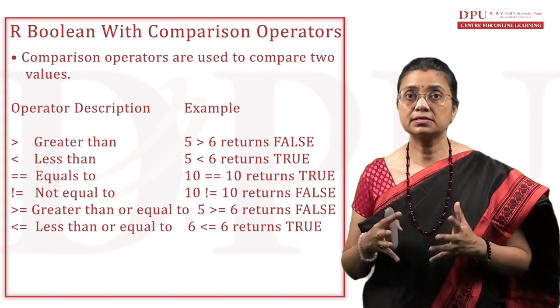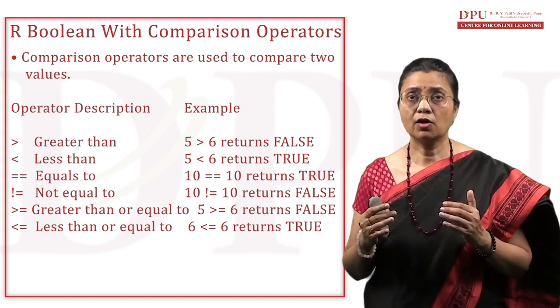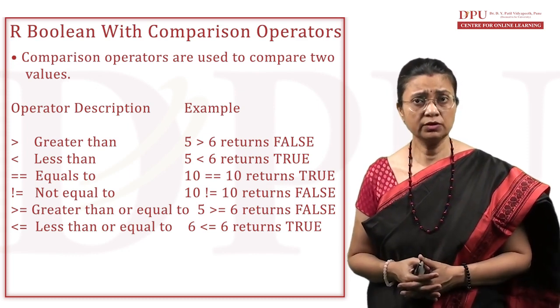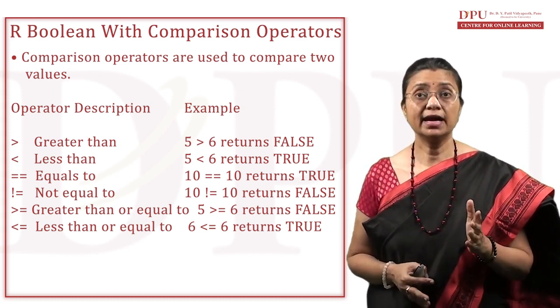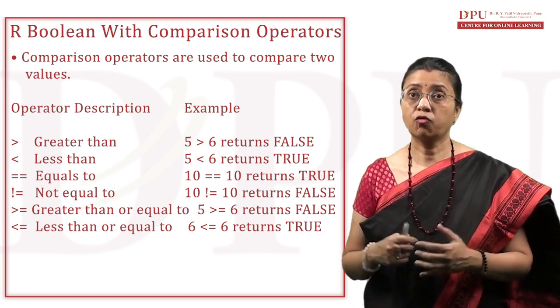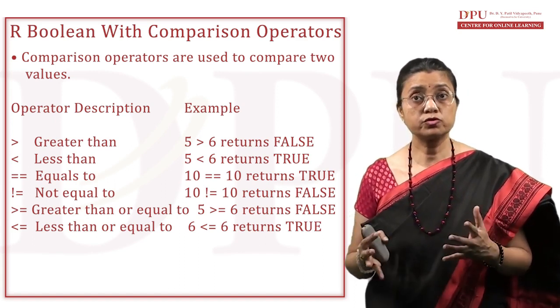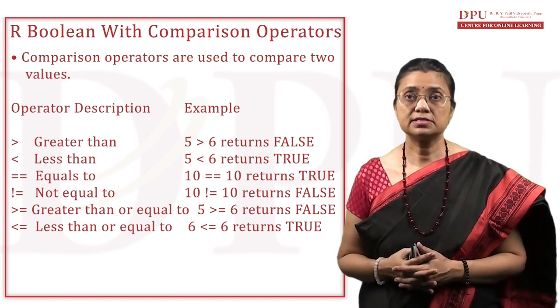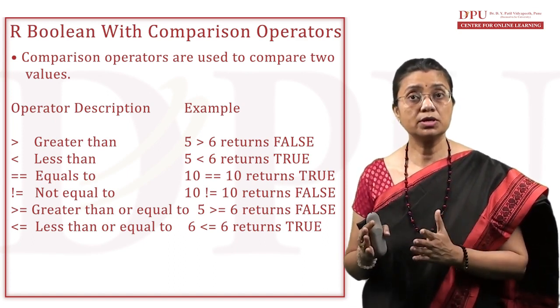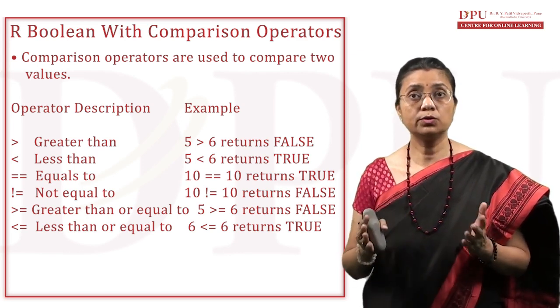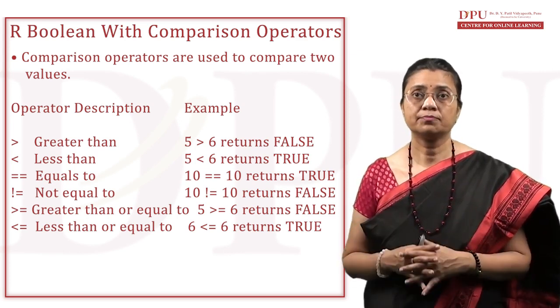So basically there are 6 operators, and for all the 6 operators there are descriptions. You can see here example, 5 is greater than 6 returns false. If I say 5 is less than 6, returns true because 5 is actually less than 6. 10 is equal to 10 returns true. 10 is not equal to 10 returns false.